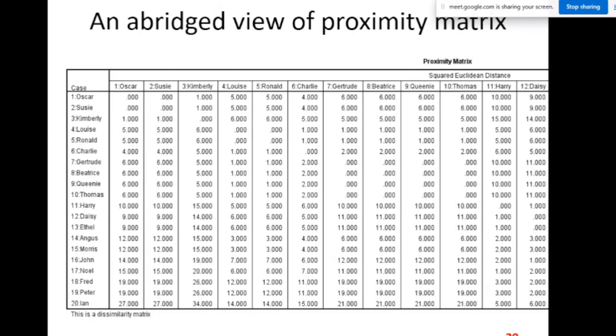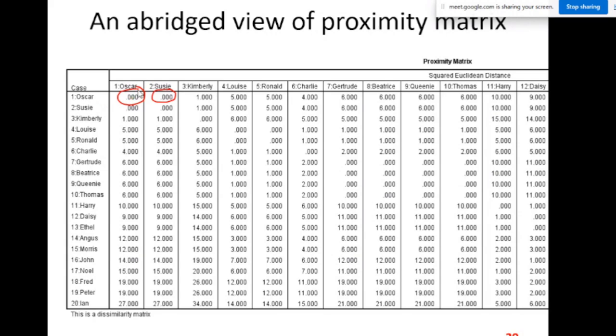Try to understand this proximity matrix. This is 0. This is the distance between Oscar and Oscar. Obviously, it has to be 0. And then the next one you see also 0, because Oscar and Susie basically have the same numbers.